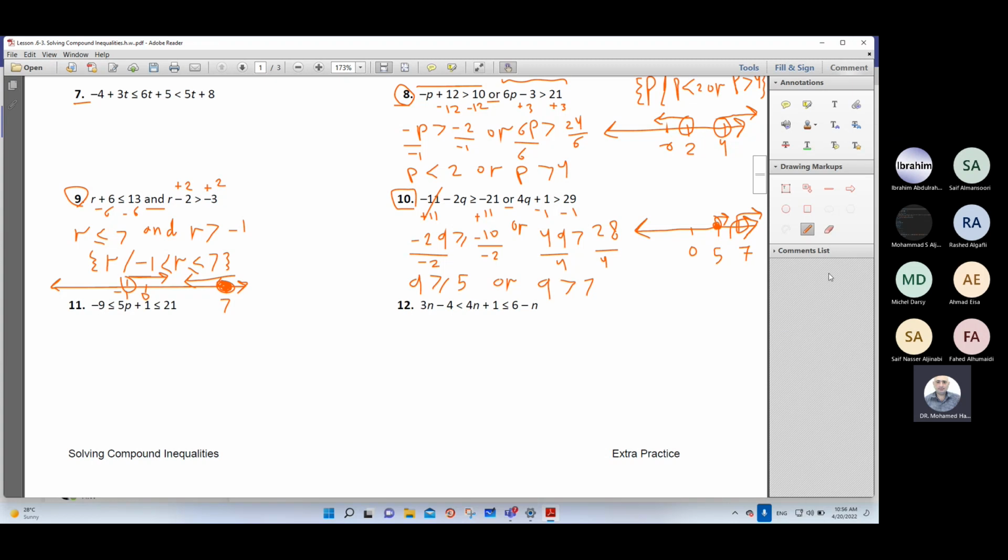But here I made a mistake. Always remember, when you divide by a negative number, switch the sign. So the sign will be less than or equal 5, so the direction here is to the negative side. So don't forget, when you divide the inequality by a negative number, or when you multiply the inequality by a negative number, switch the direction.